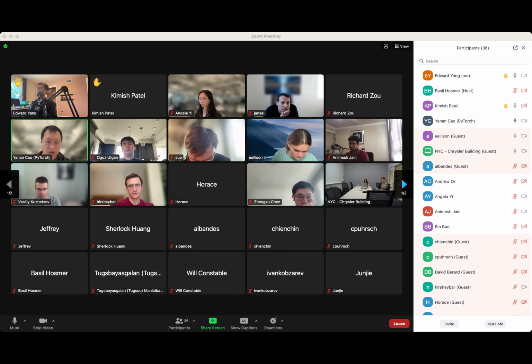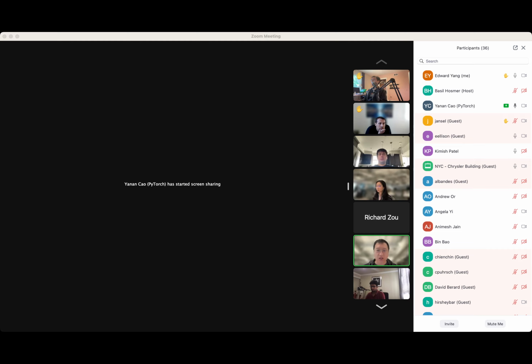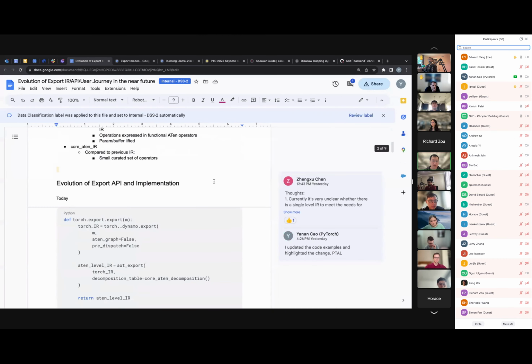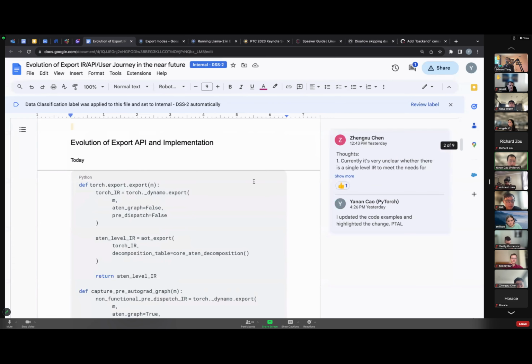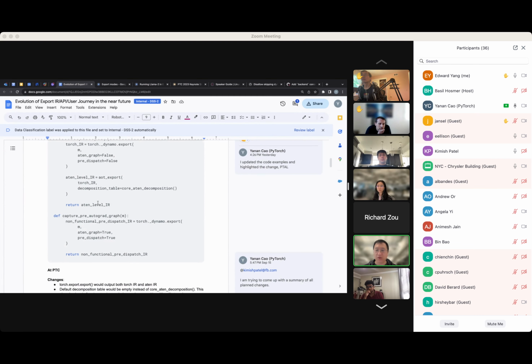And I said I have a doc to show you guys. Let me pull it up. So this is what I plan to do for the changes, and it puts Torch IR as available, but not necessarily in the most prominent cases at PyTorch Conference time. So this is what we have today, essentially. Export, removing all the other details, in essence, calls Dynamo export to generate Torch IR, and then AOT export to generate A10 level IR. Here we do the core A10 decomposition now.